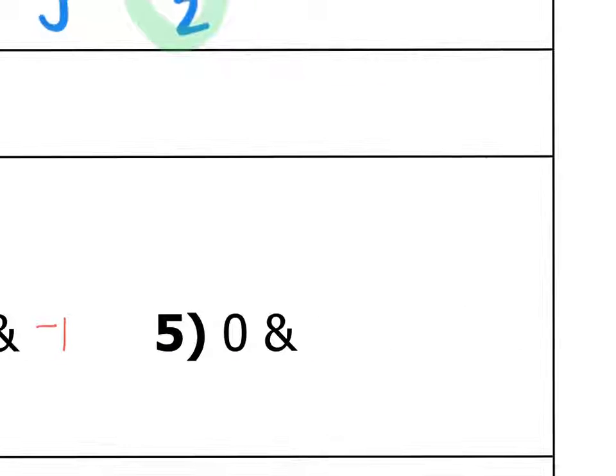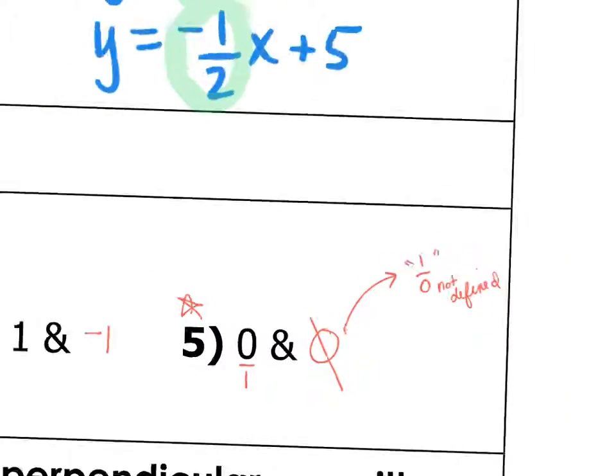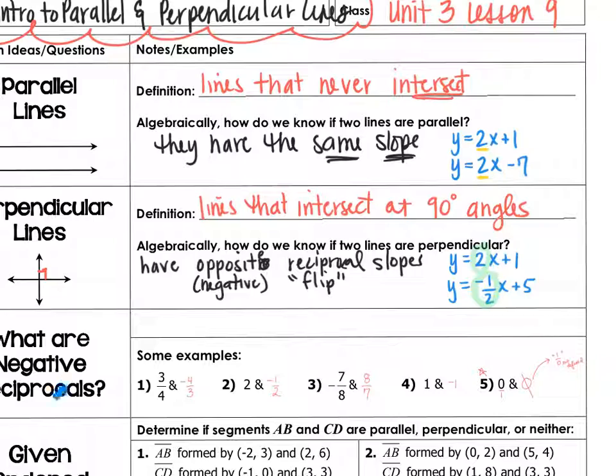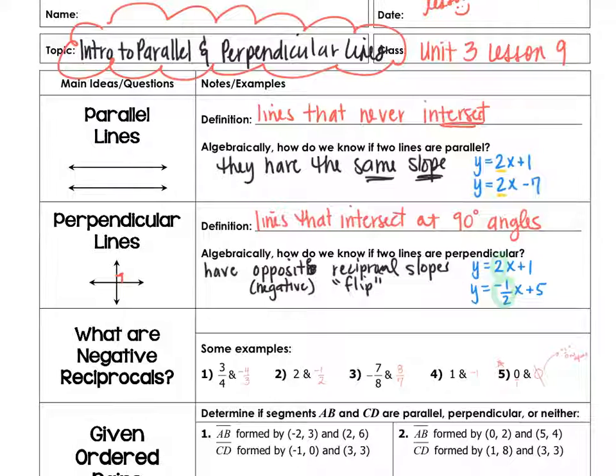And if we have 0, by the way, 0 is over 1, the opposite reciprocal of that would be undefined because it would be 1/0, which is not defined. That was fun. Okay, so we saw here how to play with negative reciprocals. And why do we care again about negative reciprocals? Because perpendicular lines have slopes that are opposite reciprocals of each other. So let's go ahead and take a look at some examples of identifying parallel or perpendicular lines.